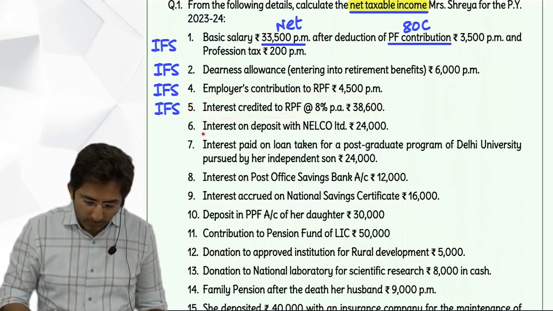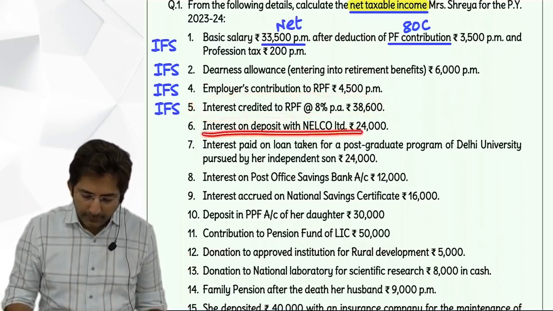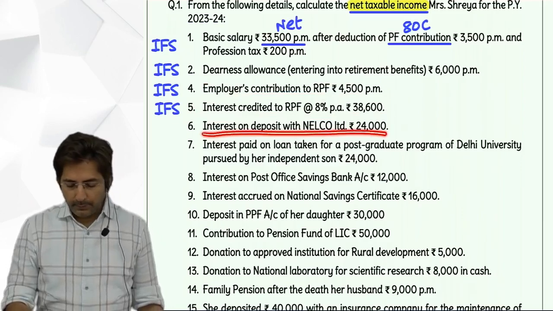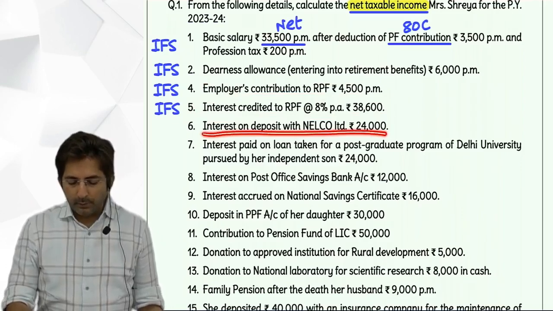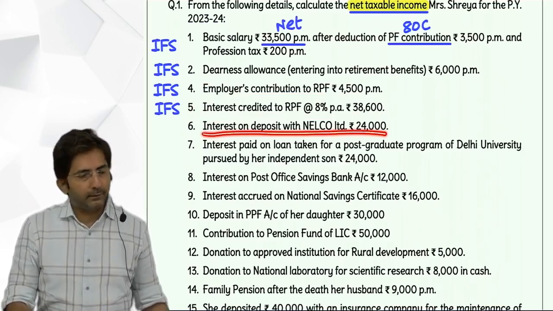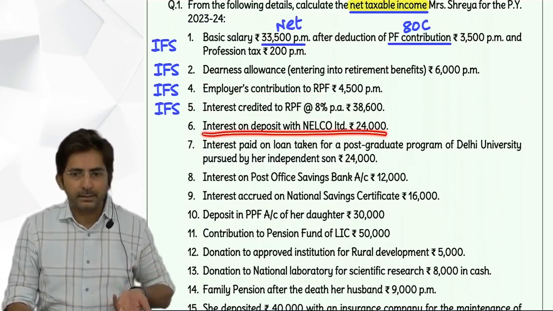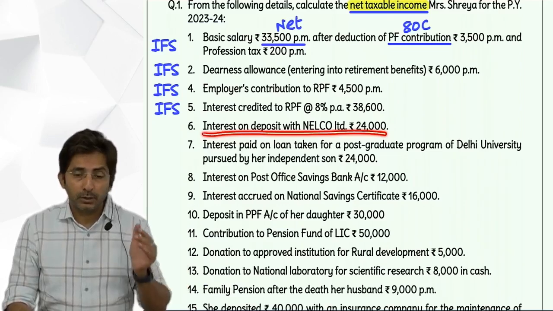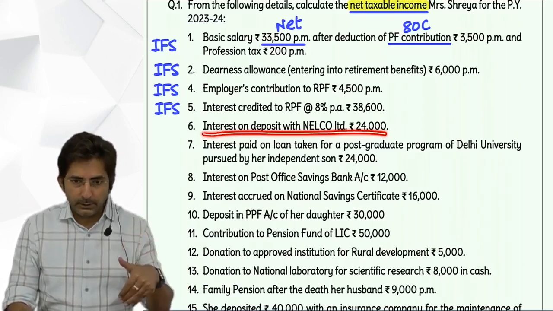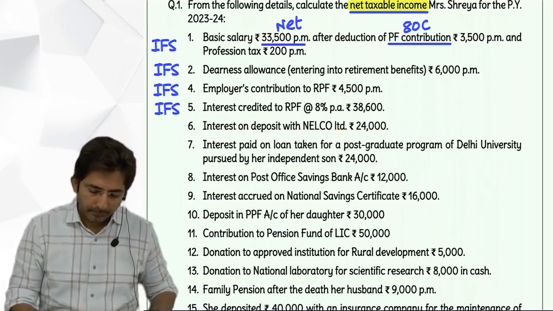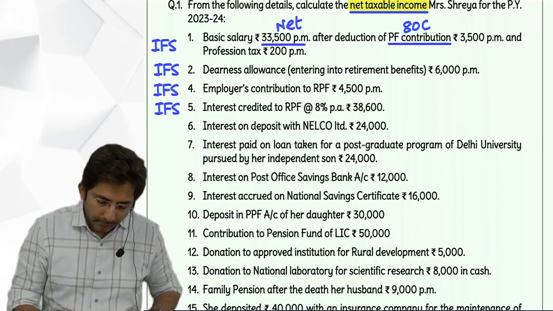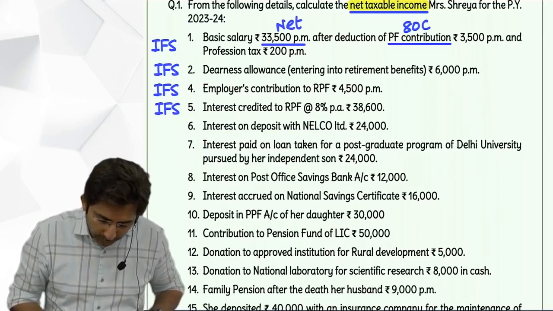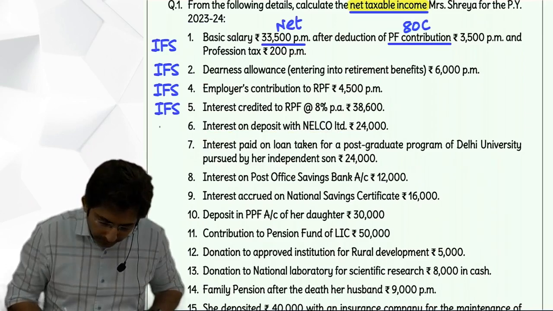So see, what is this? This is interest income or expenditure. Interest on deposit in NELCO. Deposit in NELCO means we have invested somewhere. So on that we have received interest. This is interest income. And this is income from other sources. And in income from other sources, whenever you come across interest, you have to search in GPS. But this is not in GPS, so fully taxable. So write here IFOS, income from other sources.